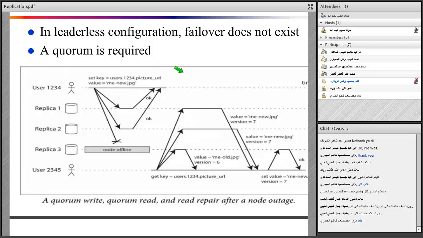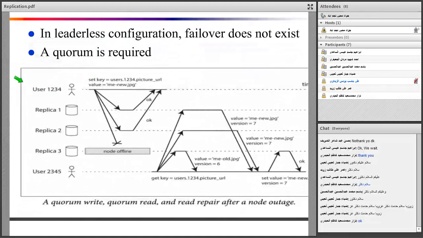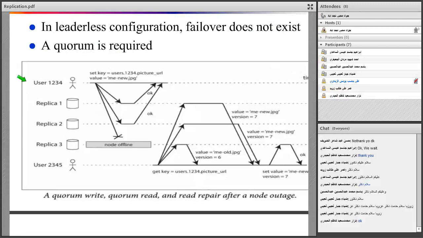By using this figure, I can describe this technique and show some characteristics of leaderless replication. In this example, you can see user 1234 wants to write something. When we have a leader, we know the write request must be sent to the leader machine. But in this technique, we do not have any leader, so the write request from the user should be sent to all replicas.